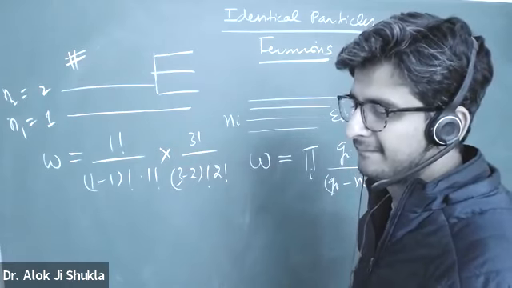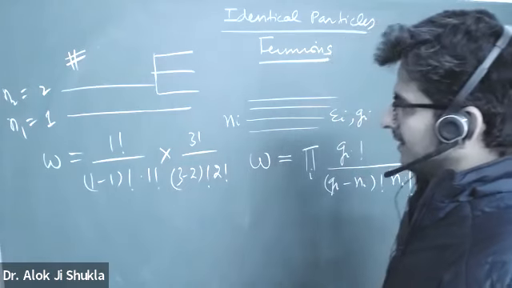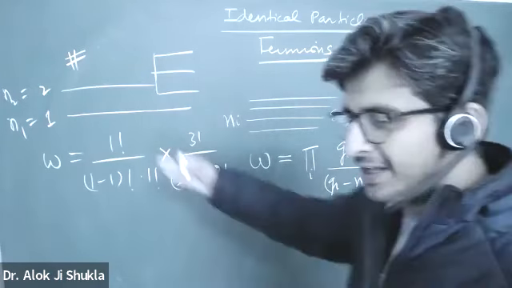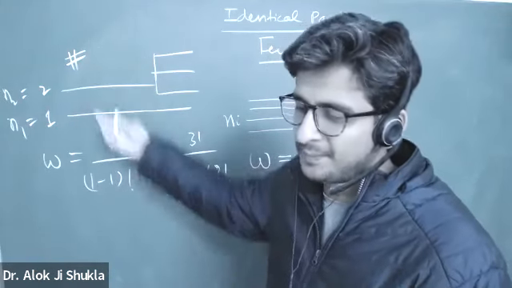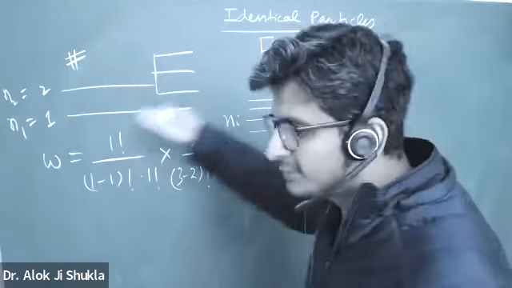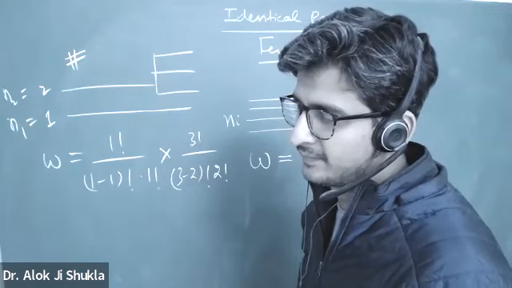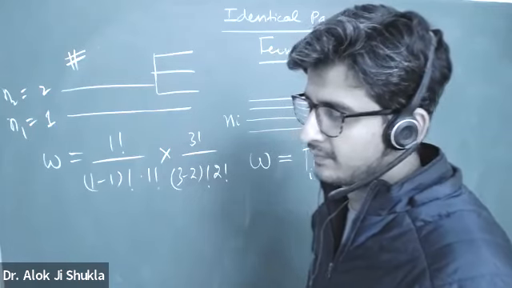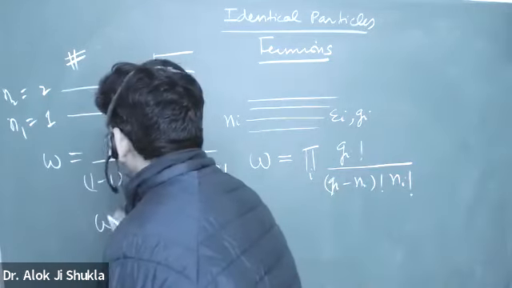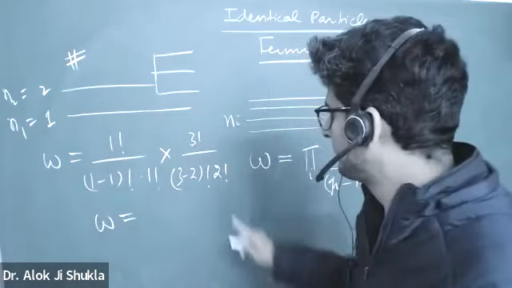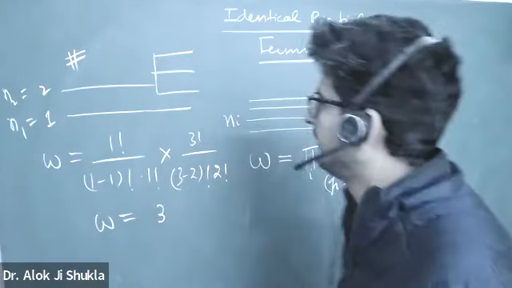Yes sir. Are these apples? One apple and two apple. You are discussing fermions, so these will be fermions, obviously. Yes or no? Yes sir. Okay. So what is this? Omega? Omega कितना आएगा? This is how much? Three. 3 ways.